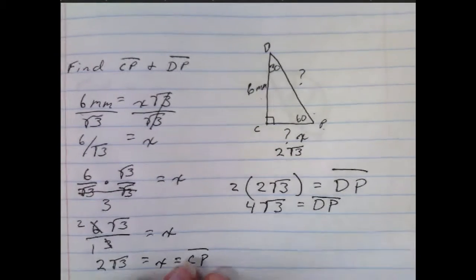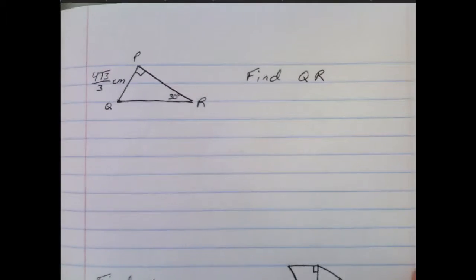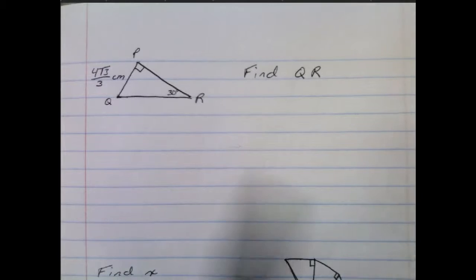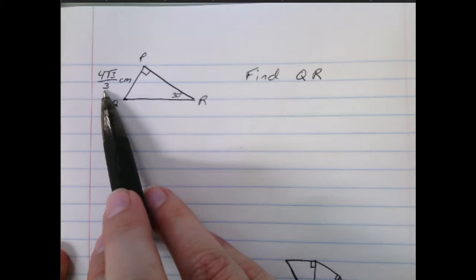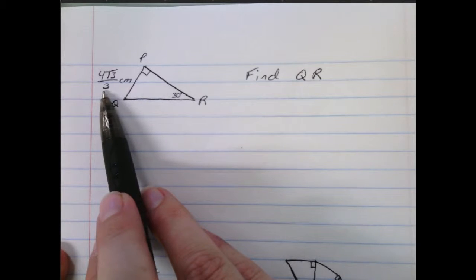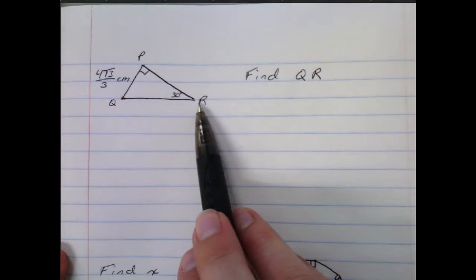Alright, great job. Let's do a couple more examples. So for this next one, we have another 30, 60, 90 triangle here. We have the short side is 4 square root of 3 over 3. We're going to find QR, which is our hypotenuse.